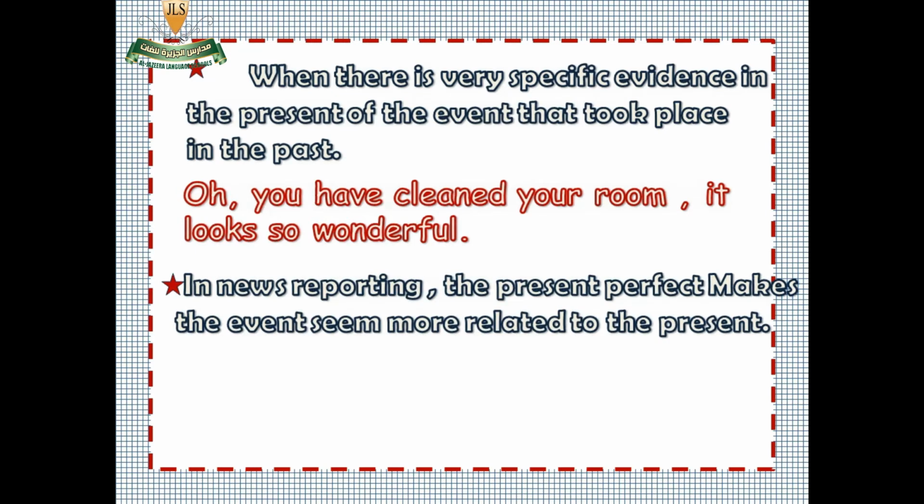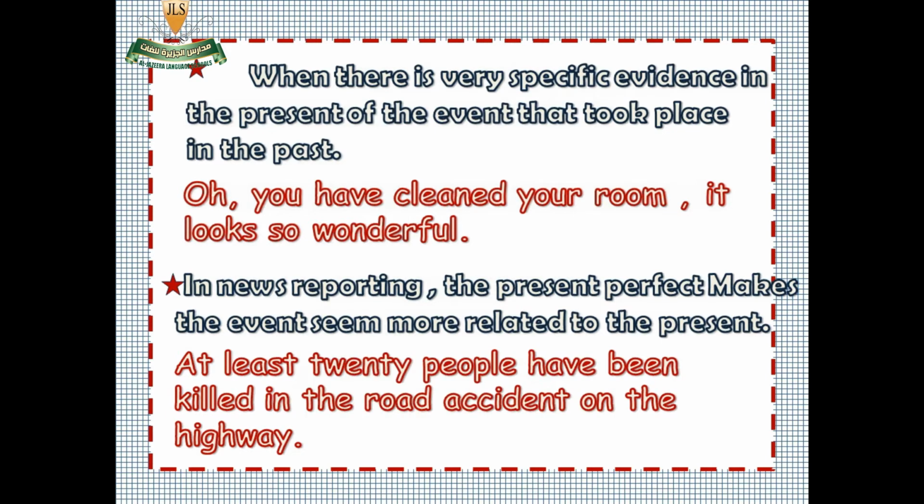And in news reporting, the present perfect makes the event seem more related to the present. It means if I read something in the newspaper and I want to talk about it, I will use the present perfect tense. At least 20 people have been killed in the road accident on the highway. I don't use this most of the time.